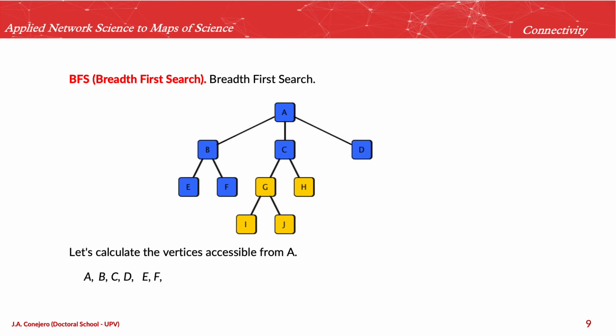It's like we return from the left branch to the middle branch with C, and with C we can arrive to G and H, and later from G we can arrive to I and J. So we include all of them. We cannot go farther, and this is the order in which we have visited all the nodes following this algorithm. As we have seen, we are going down by levels, including first nodes at distance 1, later distance 2, later distance 3, and so on.